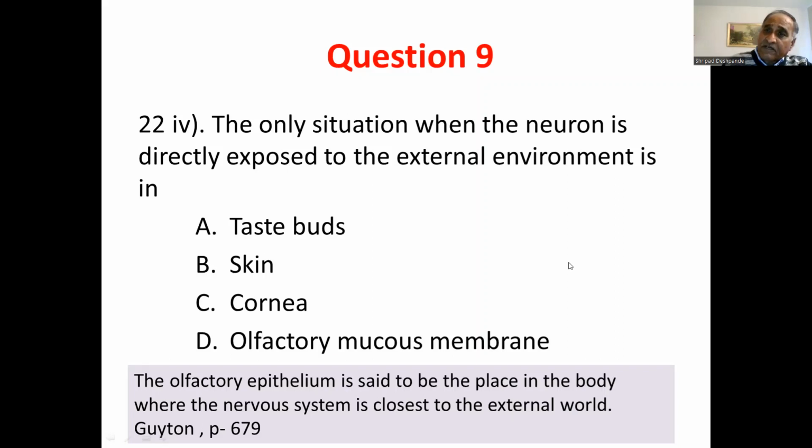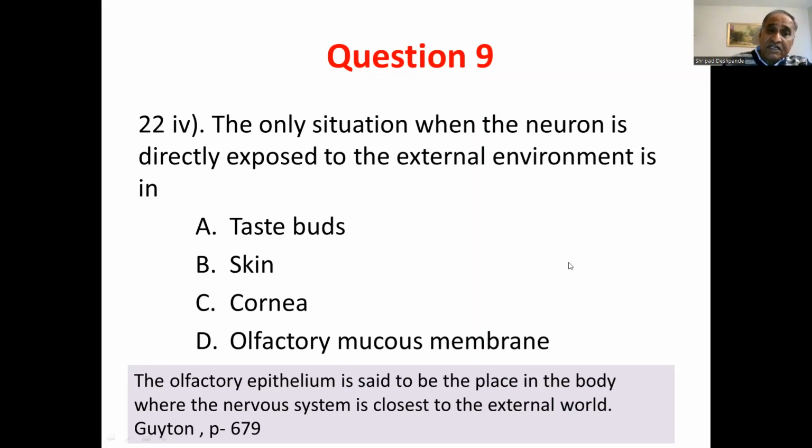Taste buds are covered with epithelial cells. The receptors are desquamated, or removed, very frequently, maybe in 2 to 5 days. They are replaced; they are growing and getting eliminated. It's not the skin. Skin is again integument, and the neurons are not directly exposed. There is the skin, dermis, epidermis, and so on. The cornea again has an epithelial layer, the corneal epithelium.